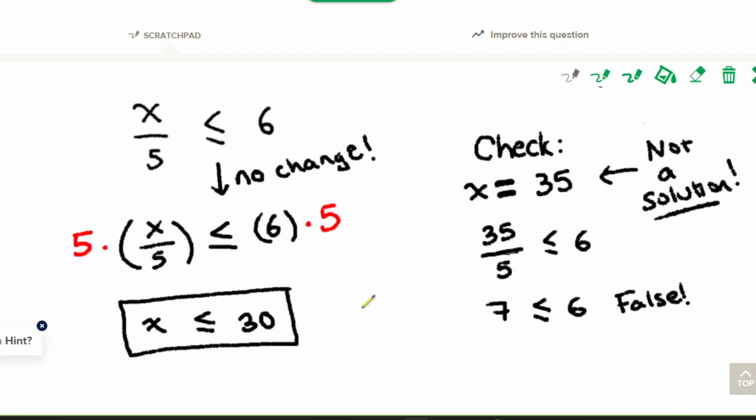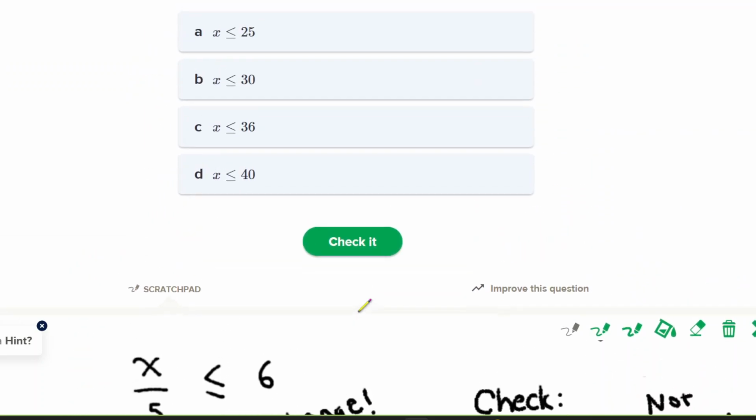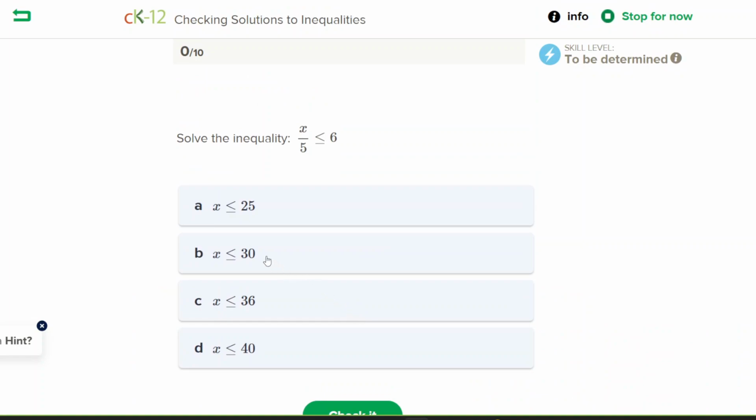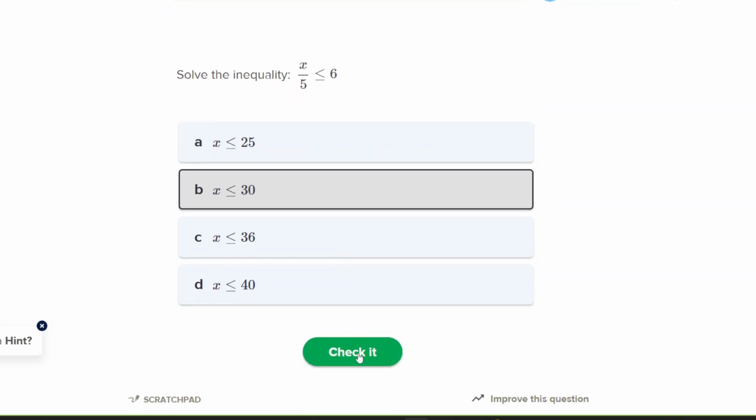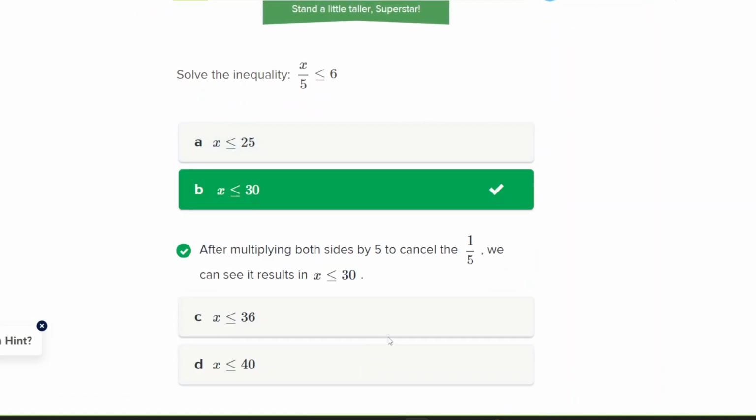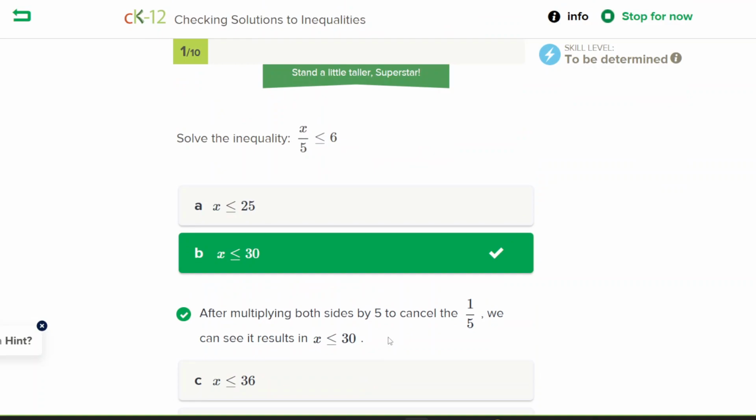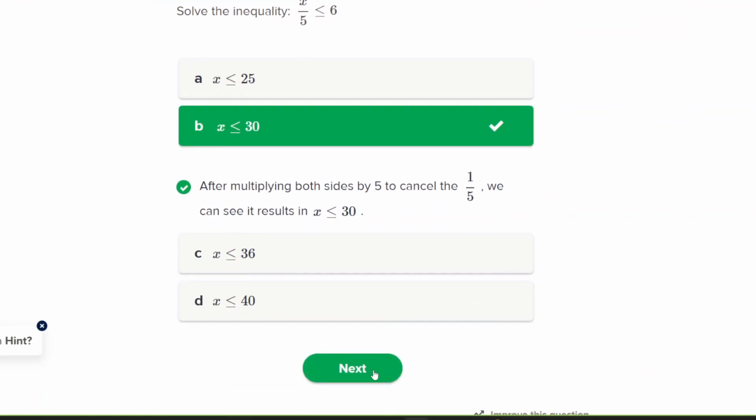All right, so that was a lot there. I'm not going to do this for every single example, but just to give you an idea as to what they mean by checking your solutions. Once you've solved it, test some numbers out, see if you believe that you are correct. So back in the choices, this is option B. All the values of x less than or equal to 30 will satisfy this inequality. Checking it out. Wonderful. And let's continue on.